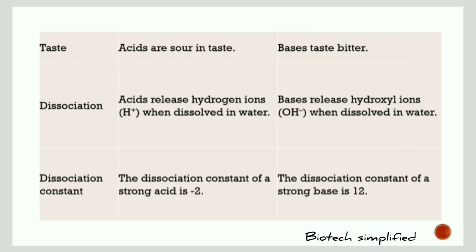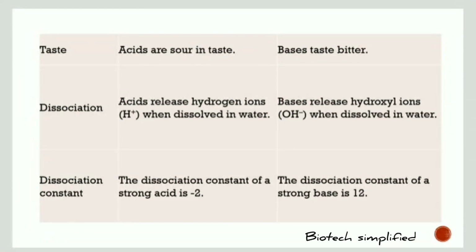The next differentiation is based on dissociation. Acids release hydrogen ions when dissolved in water, whereas bases release hydroxyl ions when dissolved in water. Next we can see based on the dissociation constant. The dissociation constant for strong acids is -2, whereas the dissociation constant of strong bases is 12.